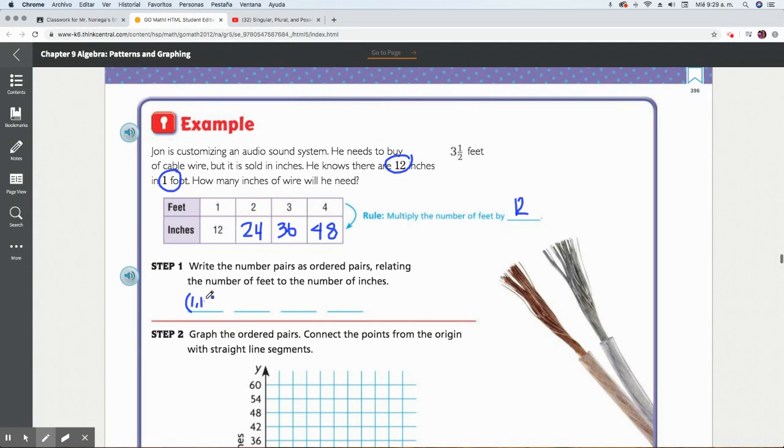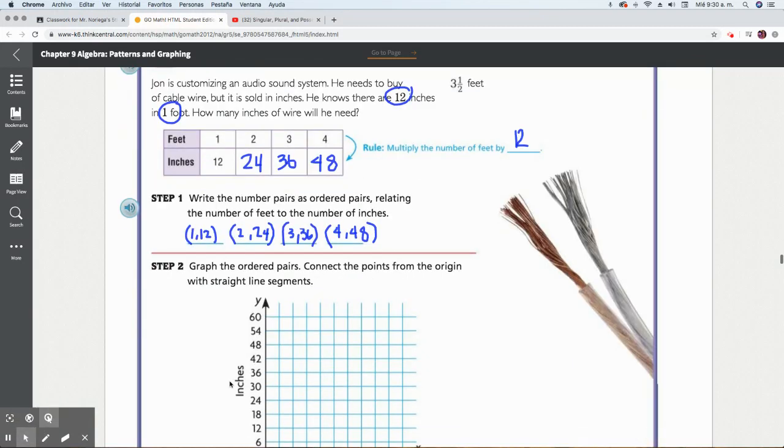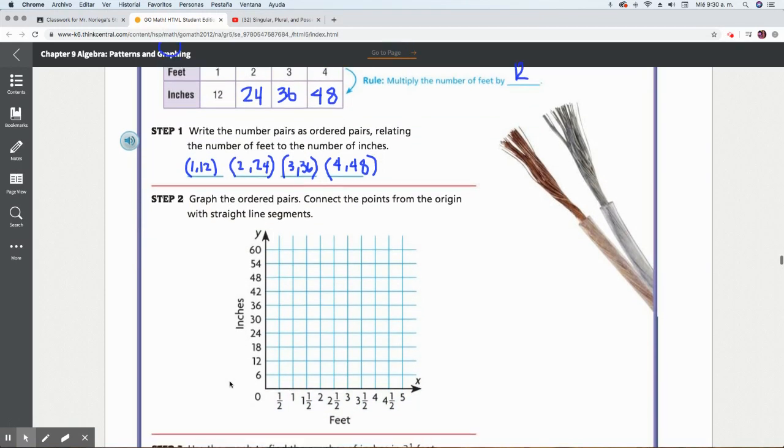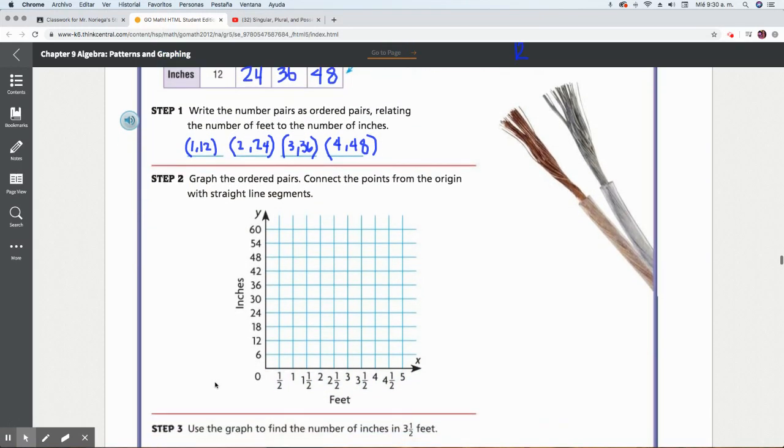Okay, so 1 comma 12 for the first ordered pair, 2 comma 24 for the second pair, 3 comma 36, and 4 comma 48 would be our last ordered pair. Okay, step number 2, graph the ordered pairs, connect the points from the origin with straight line segments.